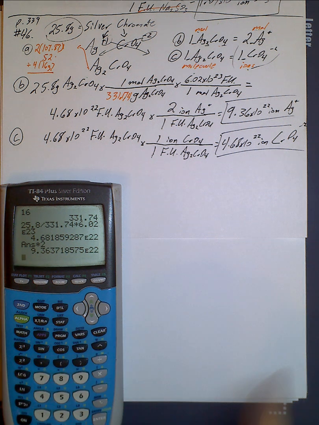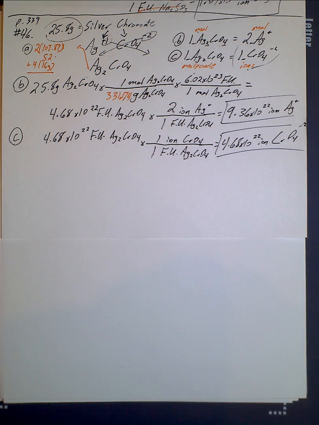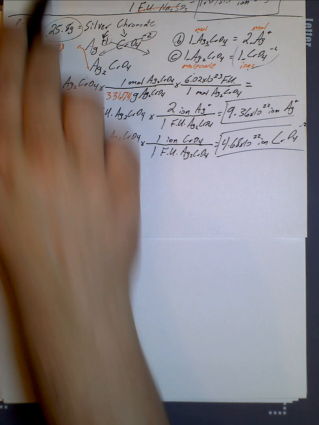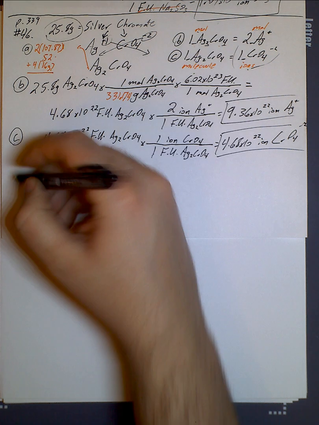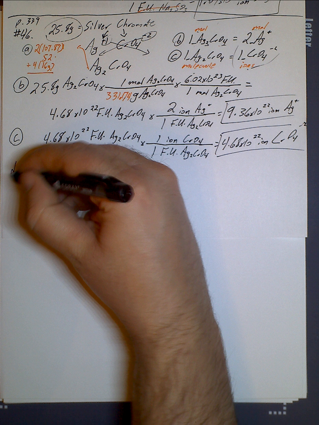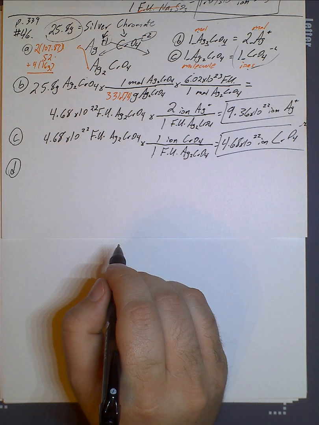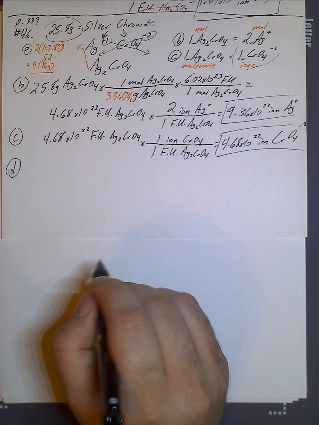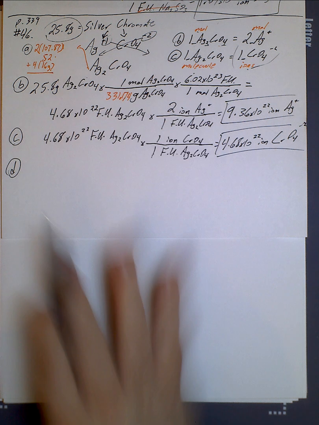Now question D, though. Question D is one of the reasons I wanted to do this problem with you guys, because this is exactly the same as 43 was. Part D is where life gets pretty interesting. Part D says, what is the mass in grams of 1 formula unit of silver chromate? It's unrelated to the rest of the question.